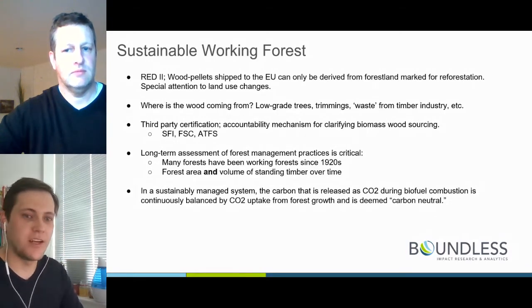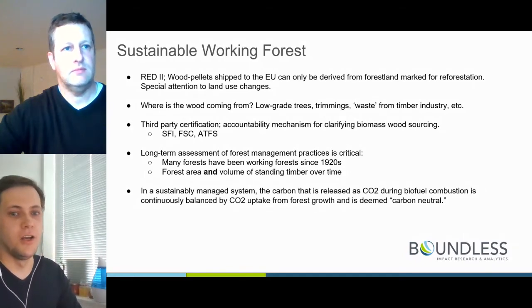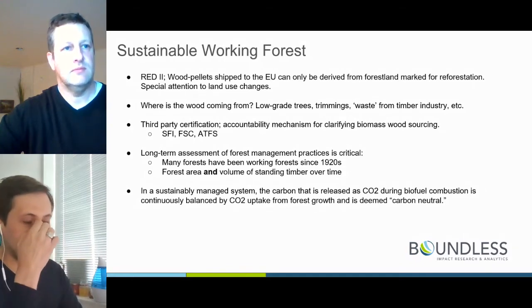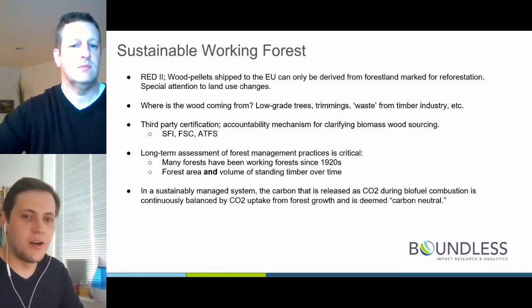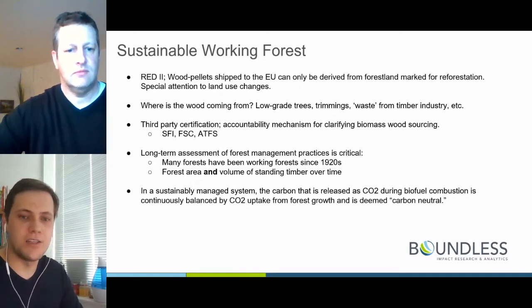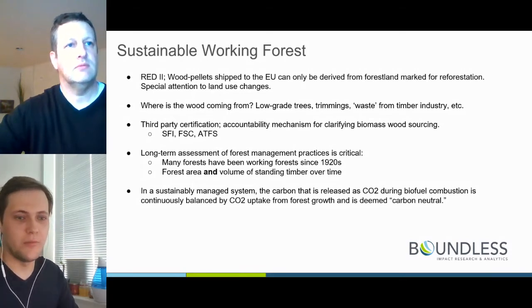And then on top of that, there's third-party certification by organizations such as the Sustainable Forestry Initiative, the Forest Stewardship Council, and the American Tree Farm System. So these are all guidelines and regulations in place to make sure that the source, being the biomass in the US, is sustainable and actually meets all the regulations that are there.